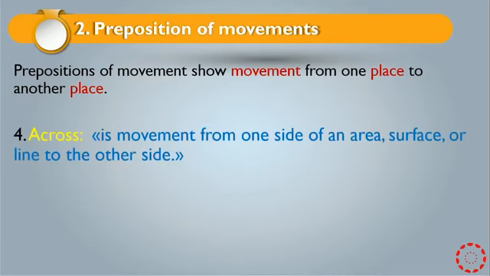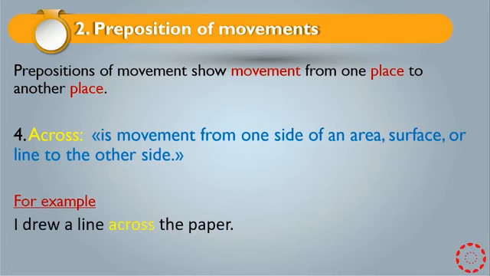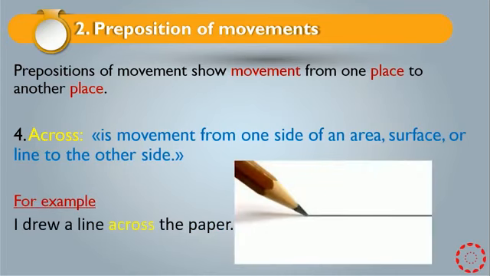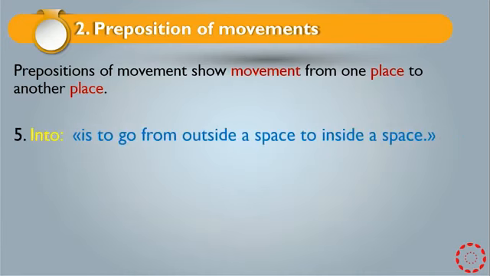The fourth one we have is across, a movement from one side of an area, surface, or a line to the other side. Let's see: I draw a line across the paper. As you see in the picture, I draw a line from one side of the paper to the other side. That's why we can use across. I draw a line across the paper.